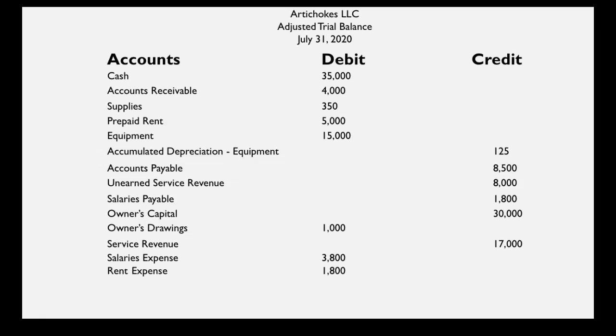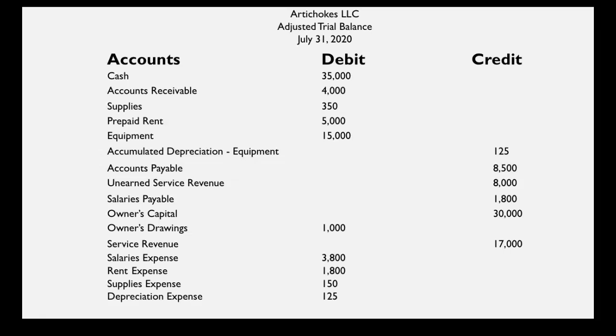Then we list out our rent expense. I'm sorry, that should just be $1,000. After our rent expense is supplies. So our supplies expense of $150. Then our depreciation expense of $125. And that's all of our expenses.